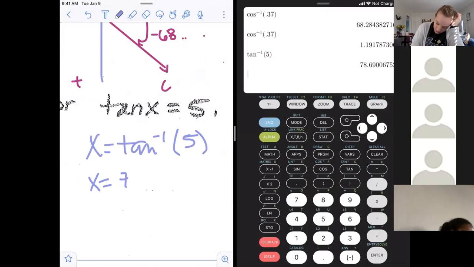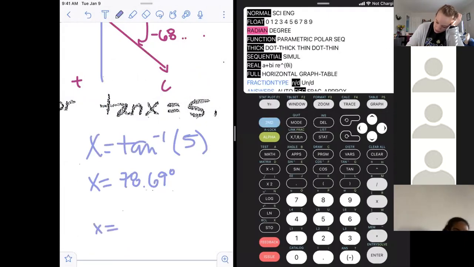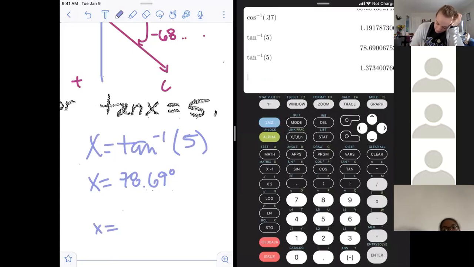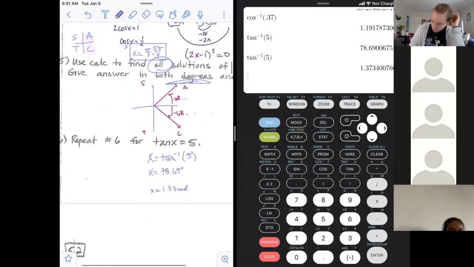So I got 78.69 degrees. And then I'm also going to do it in radians. Again, I like to set myself up and then I'll think through it. Oh, not negative 5, positive 5. Radians, it's 1.37. Anybody have a question with the calculator part? It should be the easy part.